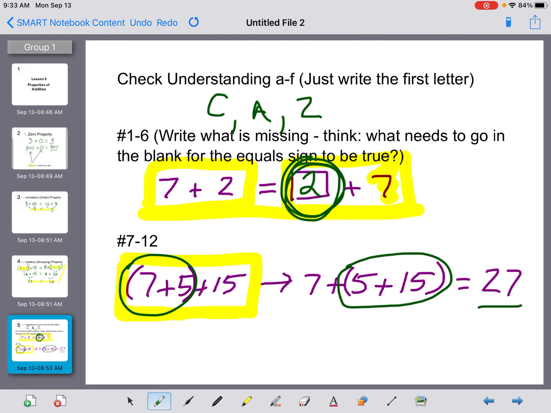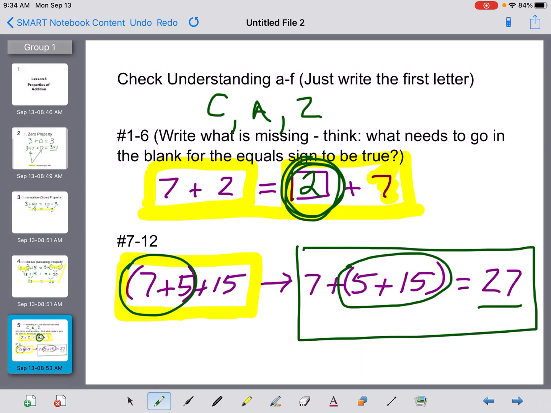Okay, so make sure for numbers 7 through 12, here's where I'm going to need to see a whole equation. I'm going to need to see something that looks like this. Your equation, or I guess you could say your addends, being regrouped along with whatever numbers are left over, and then your final sum, your final answer.